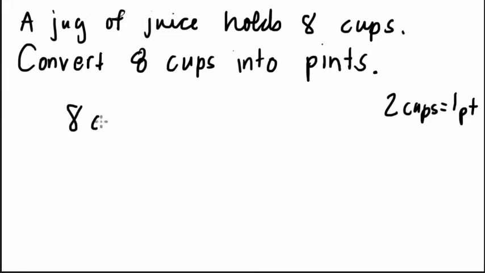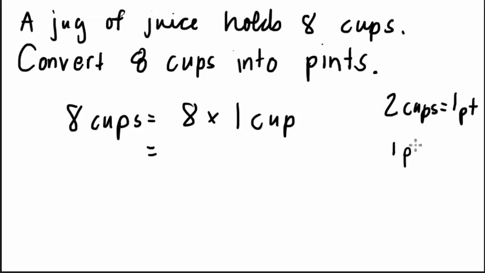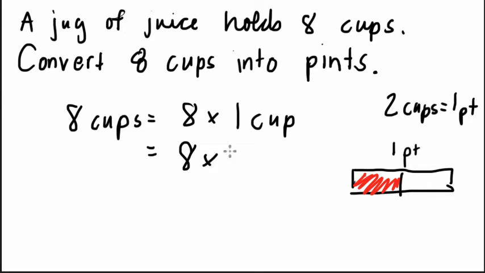So if we have 8 cups, 8 cups is the same as 8 times 1 cup, right? Because if we have 1 cup, we multiply 8 times, we would have 8 of them. But now we want to change the cup to pints. Well, if 1 pint is equal to 2 cups, we only have 1 of them. So in this case, we have half a pint. So now we can have 8 times half a pint, and we've changed the 1 cup into half a pint, and it's the same thing. Okay?